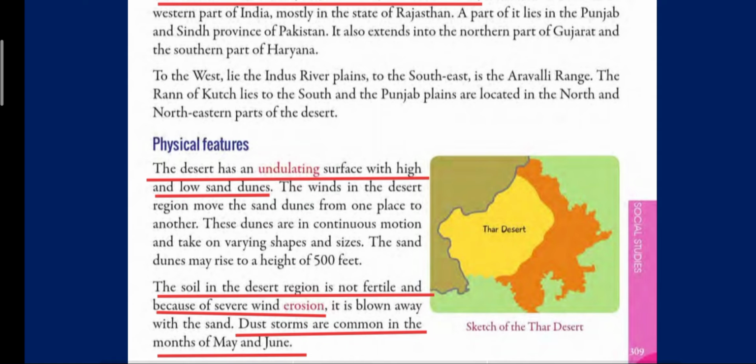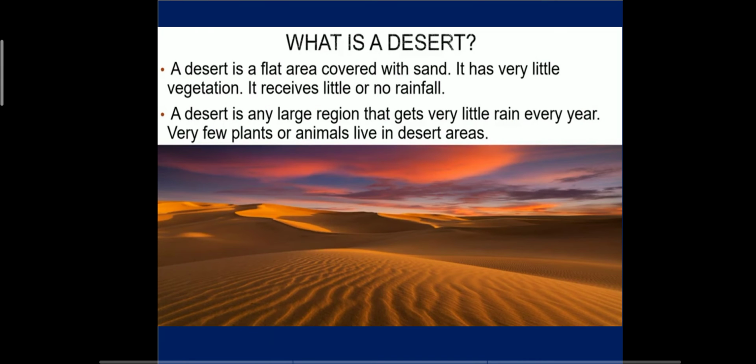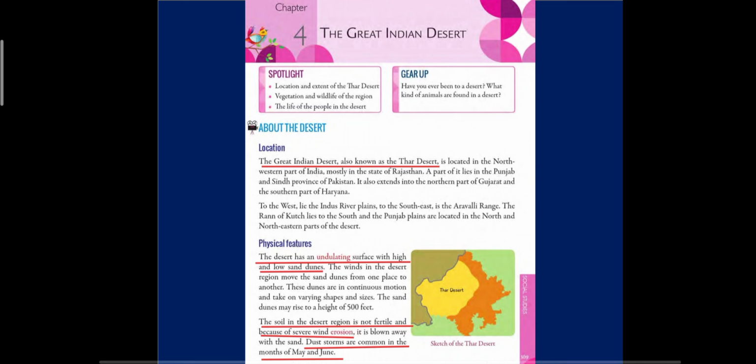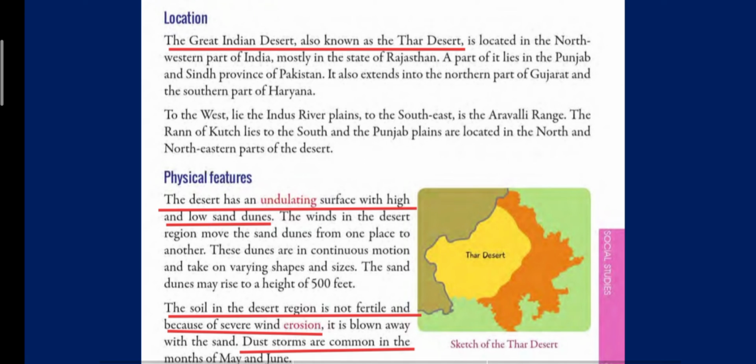So, children, this desert has a very smooth wave like surface. Undulating means smooth wave like surface, and it also has sand dunes. Now, what are sand dunes? Sand dunes are the small hills of sand. If you see this picture, children, you can see a very smooth surface. This is known as undulating surface, and small hills of sand are known as sand dunes. So the desert has a smooth wave like surface, and it also has small hills of sand.